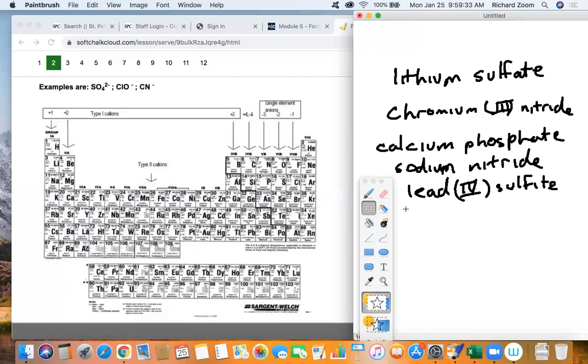All right, chromium(III) nitride. Now, in these situations, when you've got the Roman numerals, it's even easier because you don't have to go hunt down the charge. You know it's immediately 3 plus, and you know nitride, because it's in group 5, is 3 minus. So the answer here would be CrN. You just need one of each to even out the charges. Does anybody have any questions?